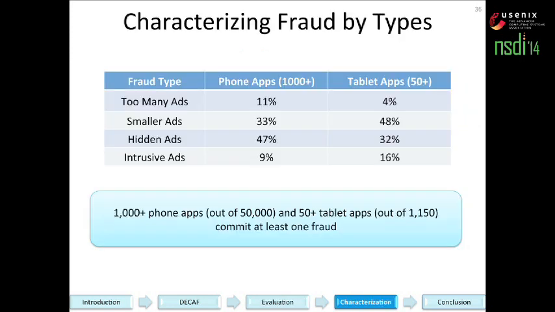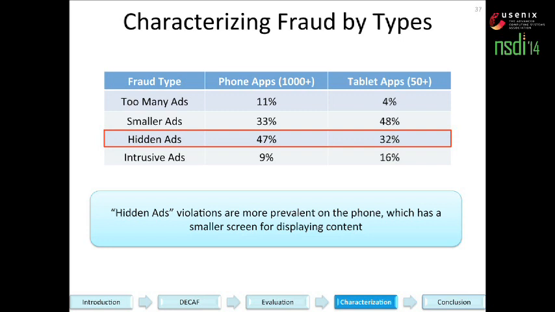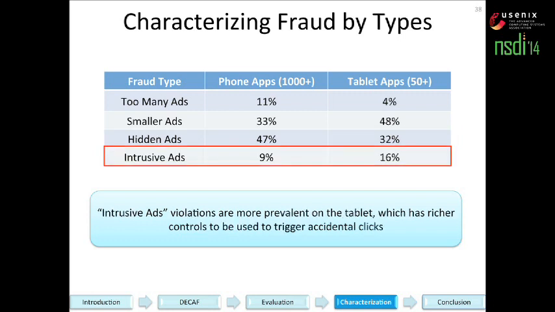We also characterize fraud by types, and this is the general result. We do see some differences: hidden ads are more prevalent on the phone, which has a smaller screen for displaying content, so developers may put more functional buttons on the page. And intrusive ads are more prevalent on the tablet, which has richer controls that can be used to trigger an accidental click.